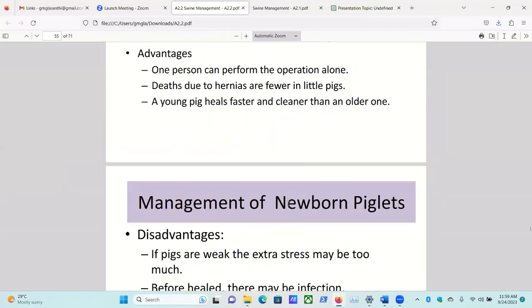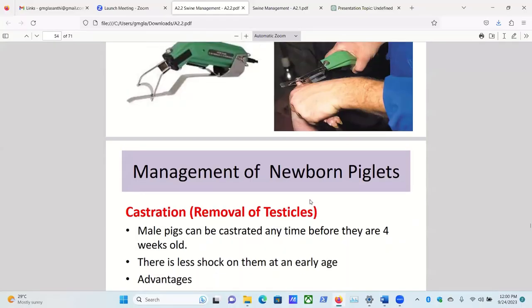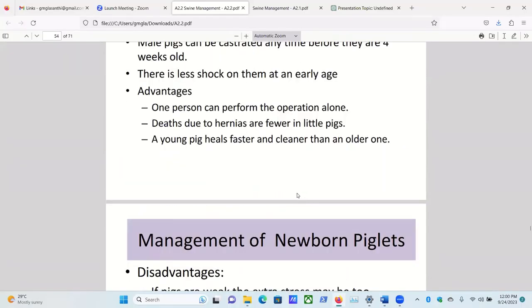So the advantages of castration are we can avoid unwanted breeding. At the same time, the odor of the boar in the pork we can reduce.